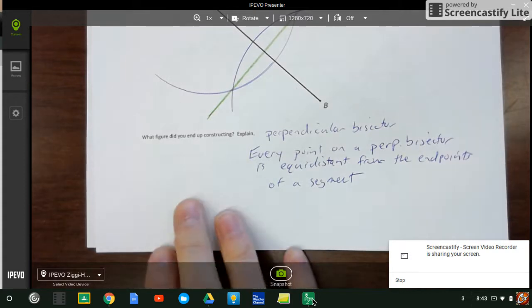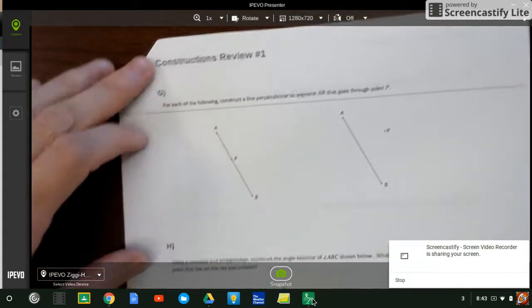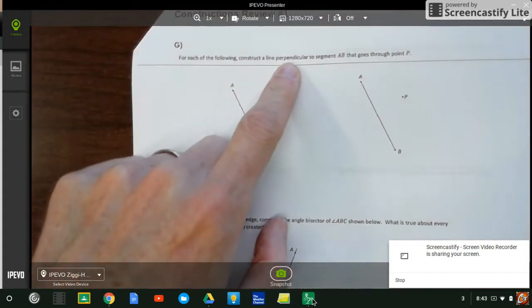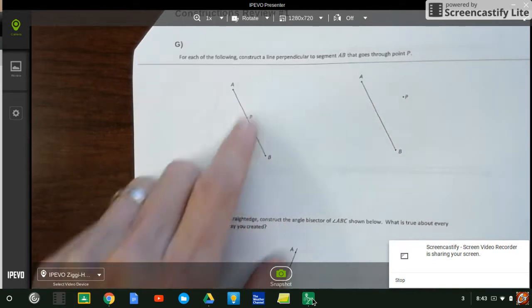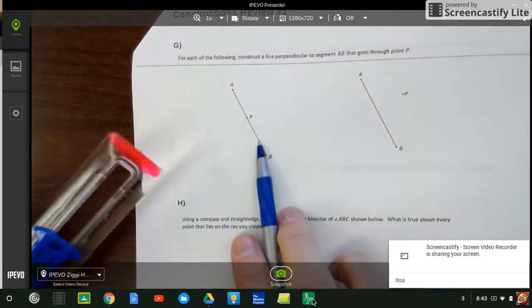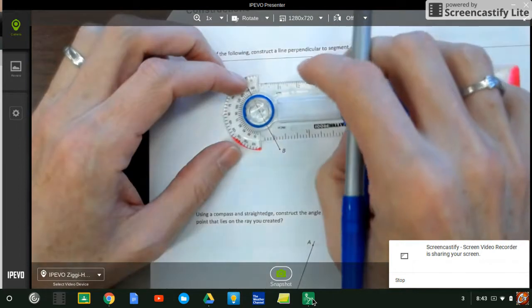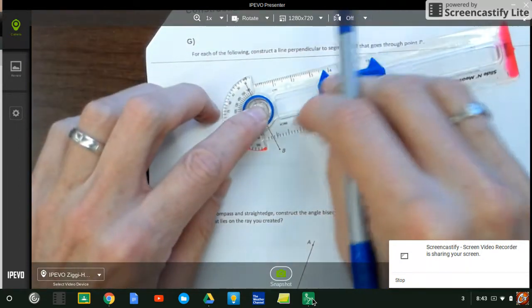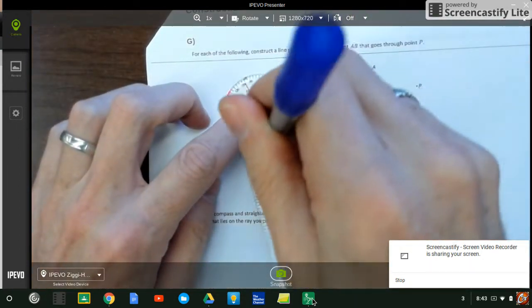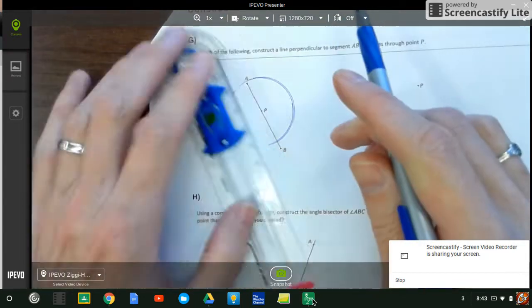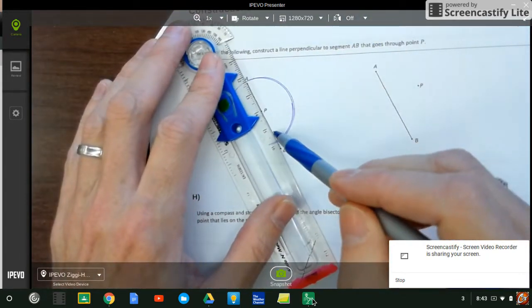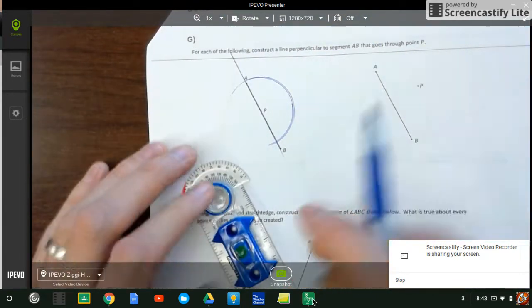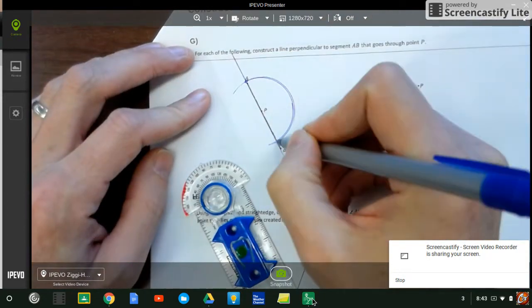All right, let's try another one. I'll do the next page real quick. Okay, graph each of the following. A line that's perpendicular to AB and goes through P. Hey, this is very similar to what we did earlier. So I'm going to set up at P. I'm going to do a line. I got to extend my line here. We see I didn't hit that side. And now I've got a point here and a point here.